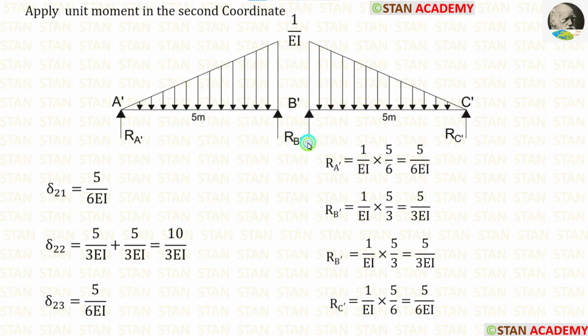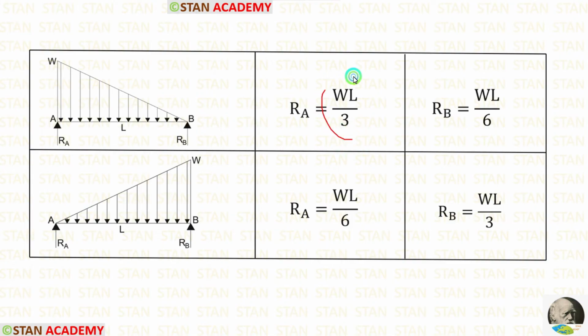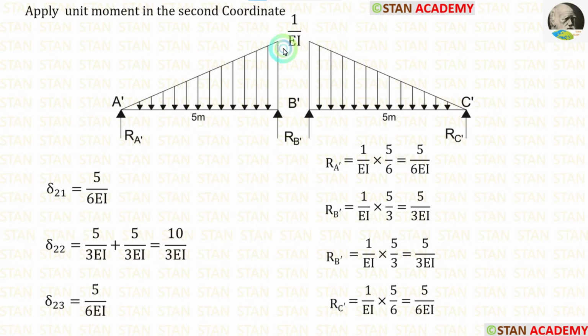Now let us calculate RB dash in the second beam. The formula is WL upon 3. Here W is 1 upon EI and L is 5. When we apply inside the formula, we are getting 5 upon 3 EI. Let us add these two values and find out delta 22.